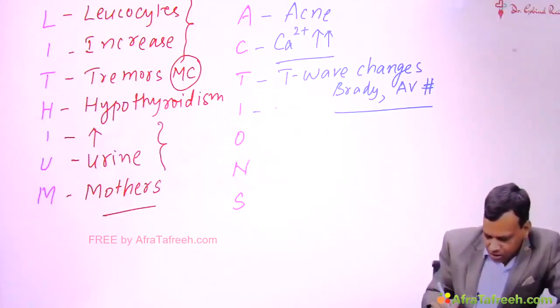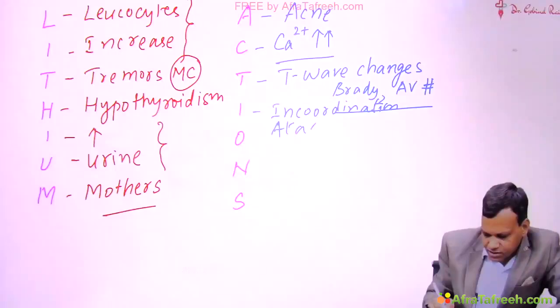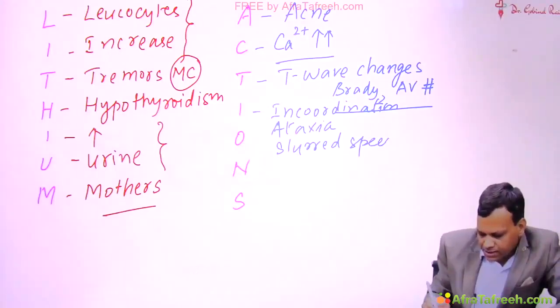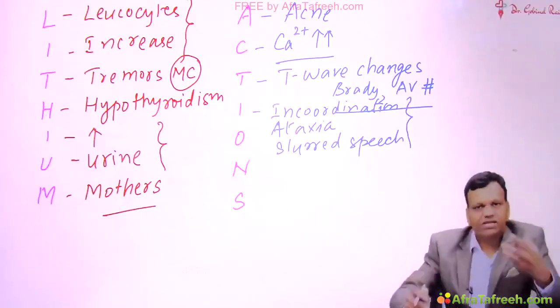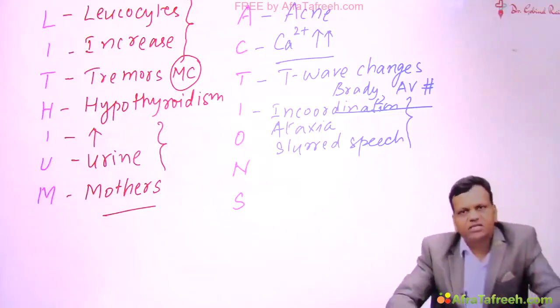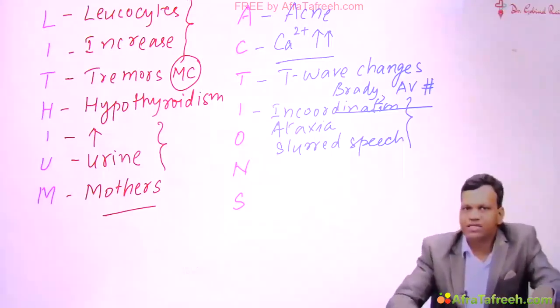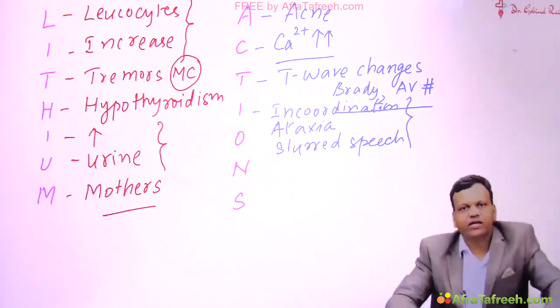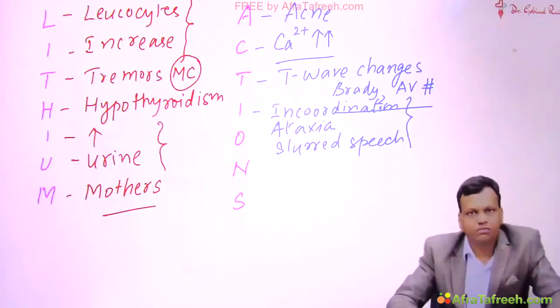Then I means incoordination. Lithium can result in incoordination, ataxia, slurred speech. These problems can occur, but they occur when the plasma level is highest, at peak level. So we can avoid these problems by giving lithium at bedtime. If we give lithium at bedtime, the peak level will occur during sleep, so we can avoid these problems.